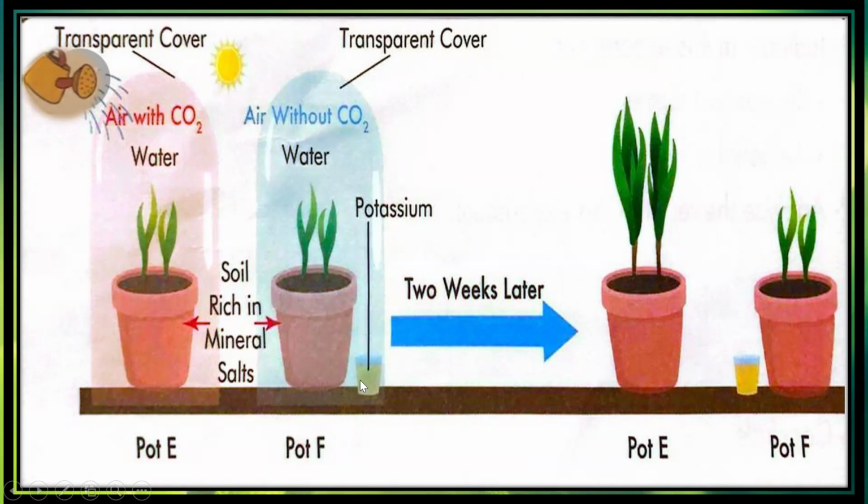So as I said in the previous slide, potassium will absorb the carbon dioxide in this sac. The sac here is also transparent. It allows light to pass through. But the presence of potassium here will absorb the carbon dioxide. Two weeks later, pot E will grow normally, while pot F stops growing.